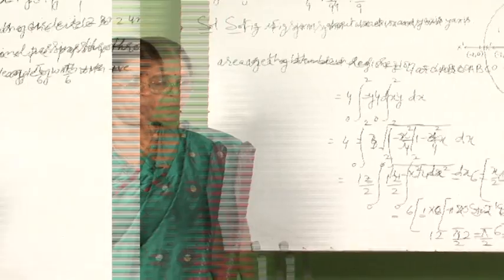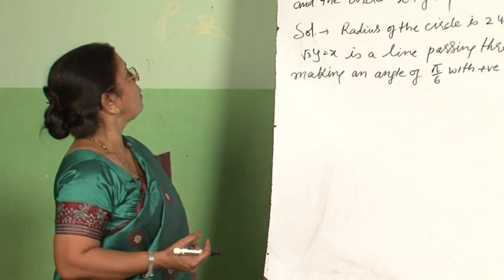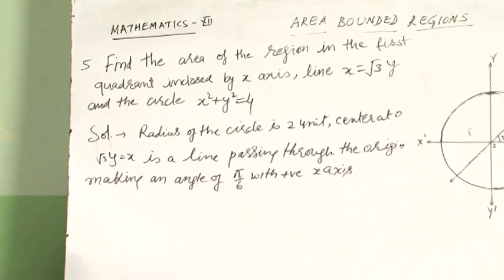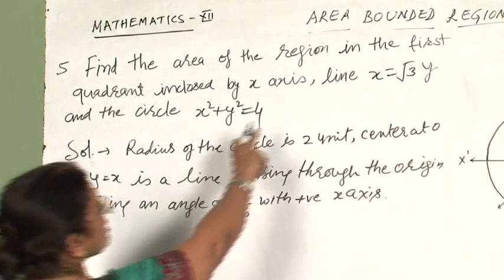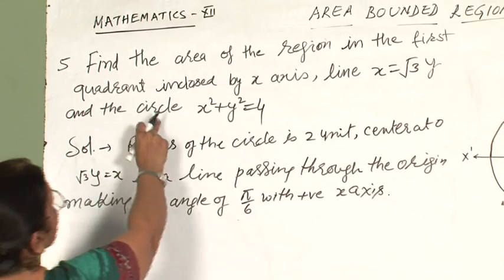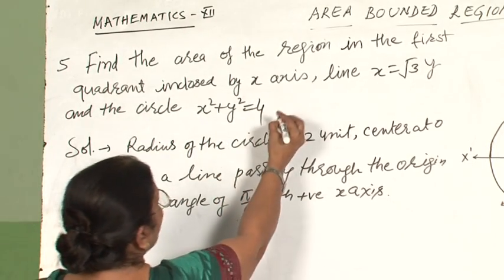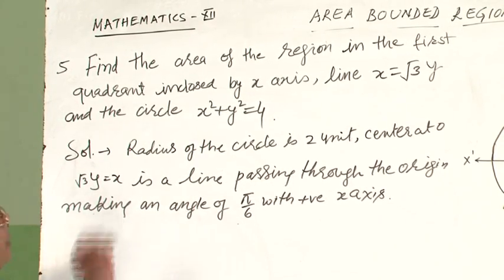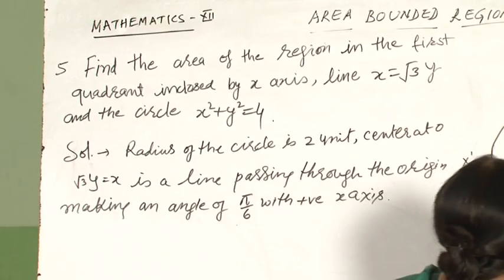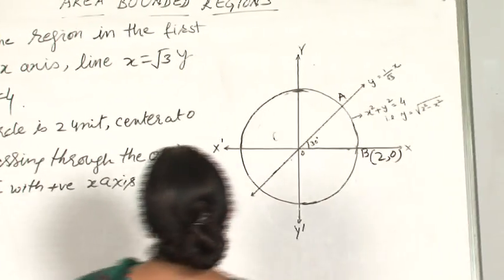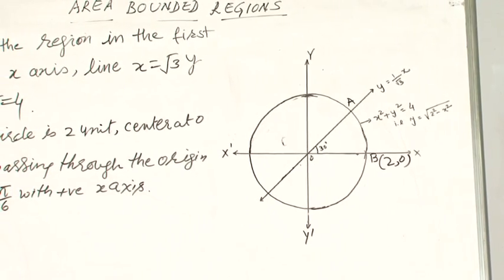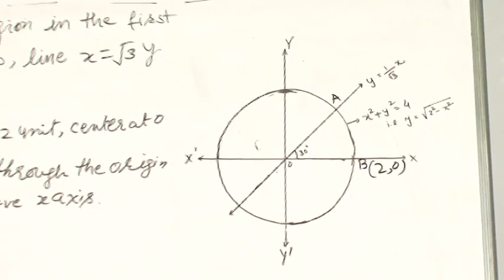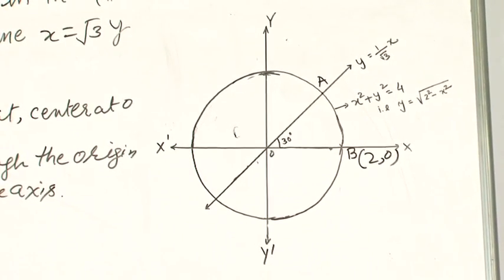Is it clear? Next question is, find the area of the region in the first quadrant enclosed by x-axis, line x is equal to root 3y, and the circle x square plus y square is equal to 4. Radius of this circle is 2 units. So, coordinates of B are 2 and 0. Root 3y is equal to x is a line passing through the origin, making an angle of pi by 6 with positive direction of x-axis.